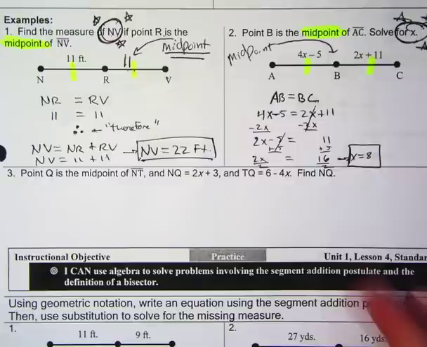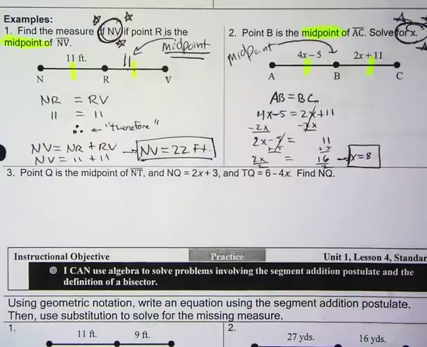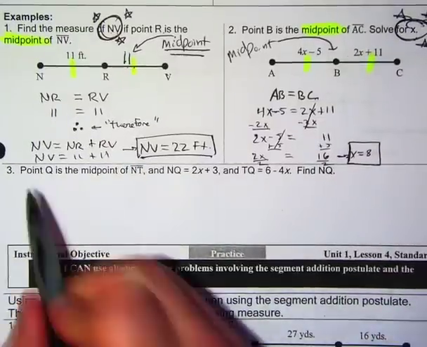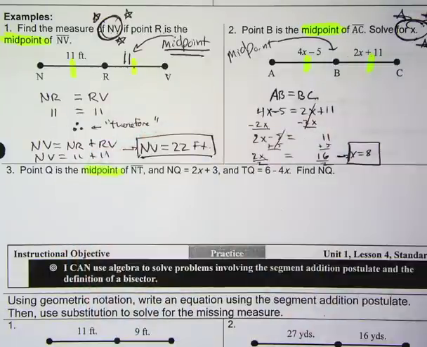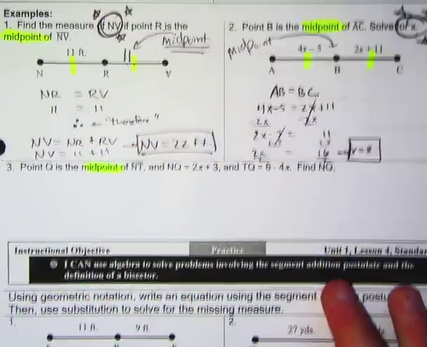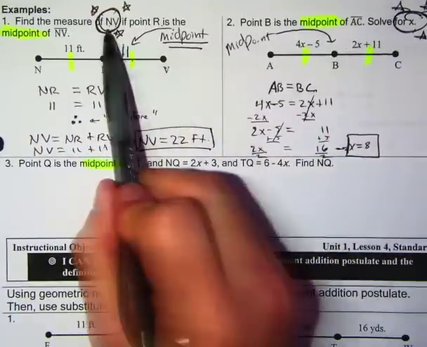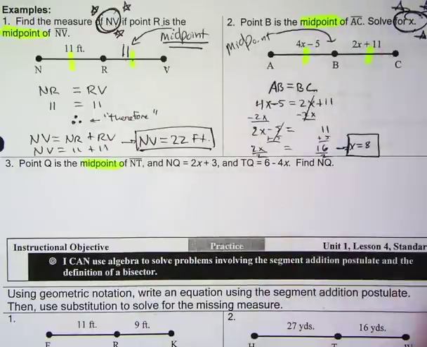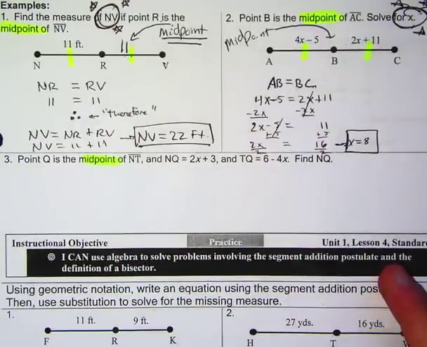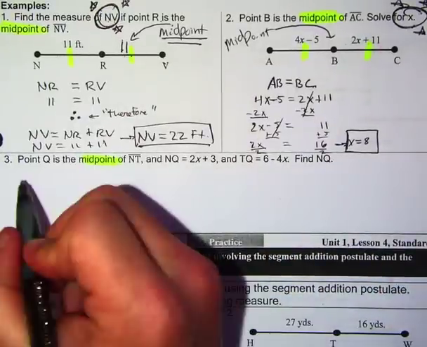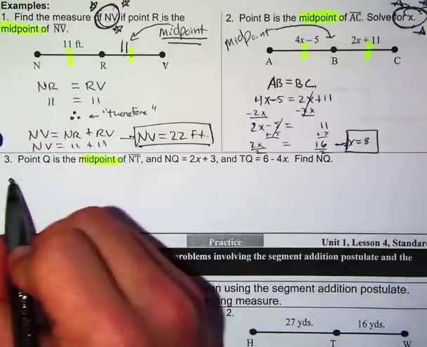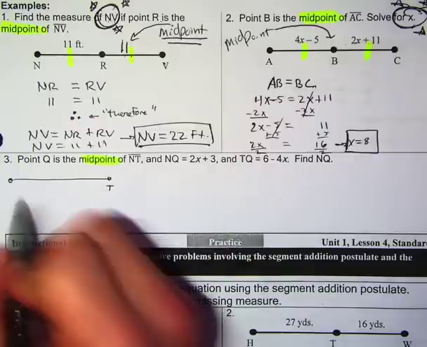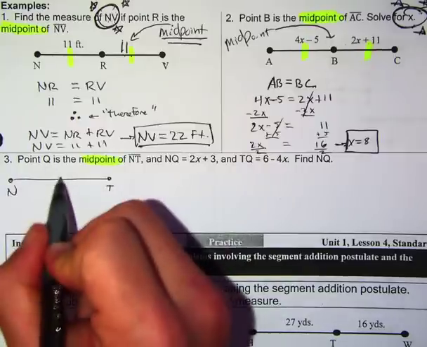You can hit pause and try the last one. Okay, here I go. Point Q is the midpoint of segment NT. Ooh, that's a big deal again. But I don't have a picture. So besides finding what you're trying to find and always circling it, the second rule is if you don't get a picture, you better sketch one. So I'm going to go ahead and sketch a picture over here. I'm going to sketch segment NT, and Q is the midpoint.